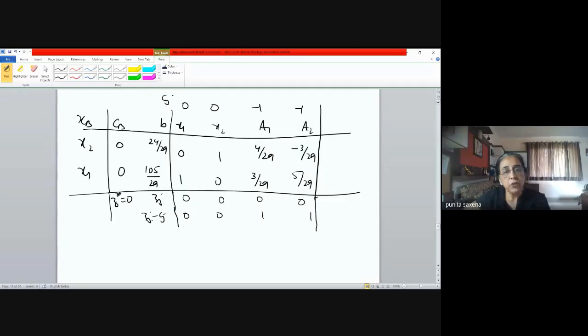Okay. Now see, we were to find the inverse, right? And inverse has to be read from this part of the table only. See, if you just look at your first table, this portion of the initial table was actually your A, whose inverse we were to find, right? And this part of the table was your I, right? So this is how we move.